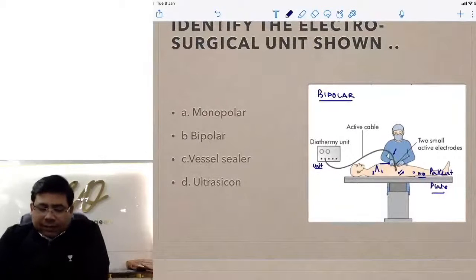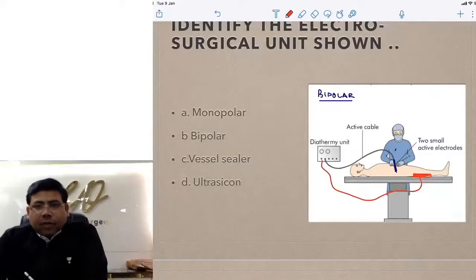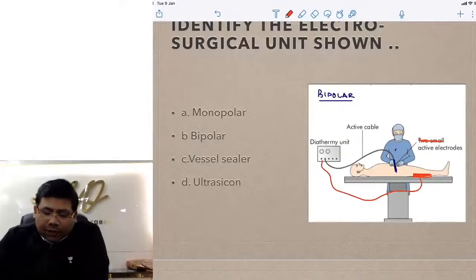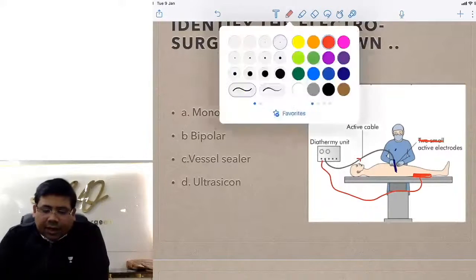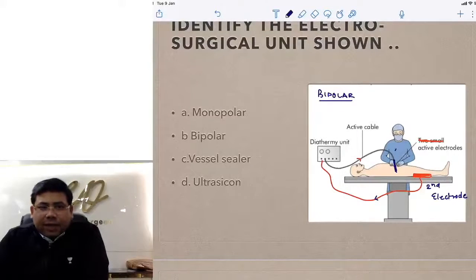Had it been something like this, try to understand. Had it been a single electrode with a plate attached here, now tell me the answer, what it is. One cable is taking the current in, and this is the second electrode. The second electrode is accepting the current and returning it back, and this is making the circuit. So this becomes the monopolar.